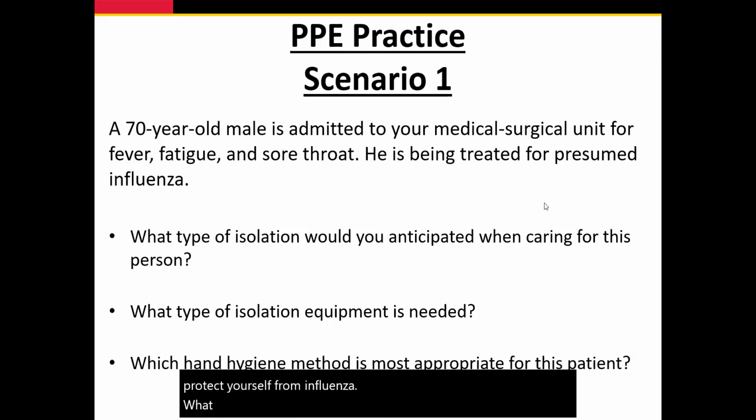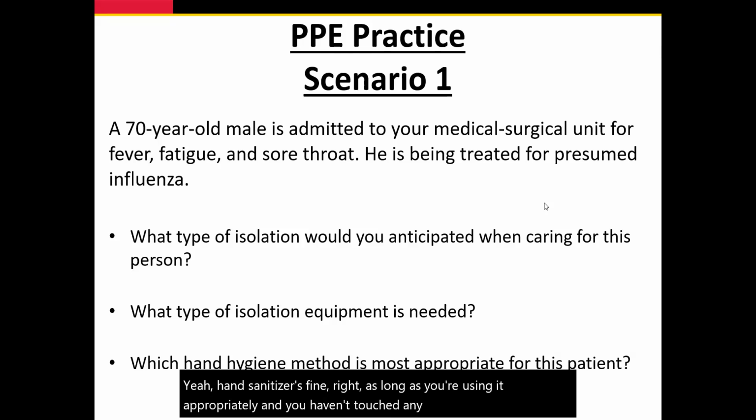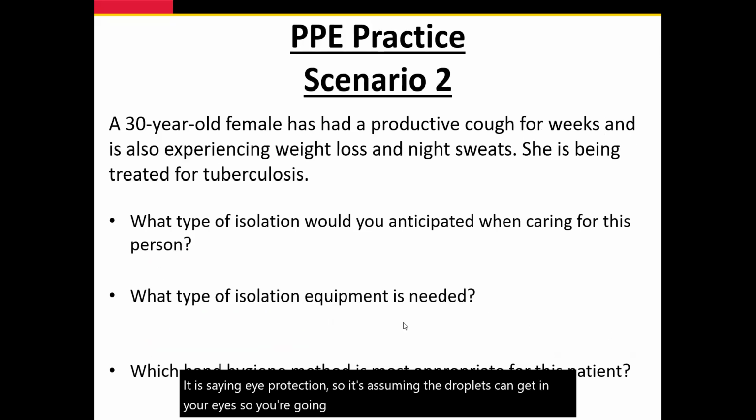What kind of hand hygiene do you need to do, soap and water or hand sanitizer? Which would be most appropriate for this patient? Hand sanitizer. Yeah, hand sanitizer is fine, right? As long as you're using it appropriately and you haven't touched any bodily fluids, hand sanitizing is just fine for this patient. All right, here's the next scenario. Oh, it is saying eye protection, so it's assuming the droplets can get in your eyes. So you're going to use a face shield or goggles.